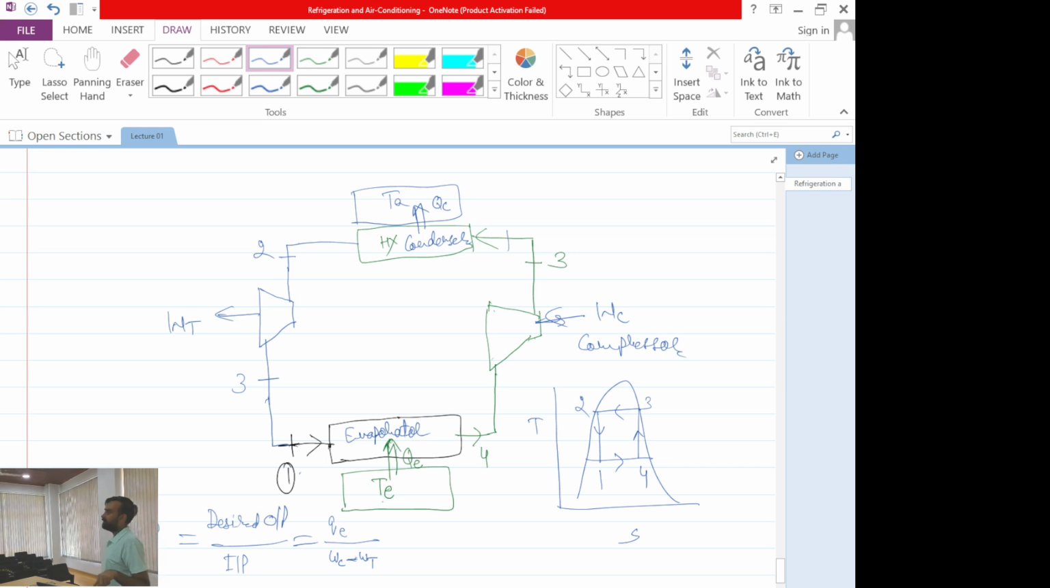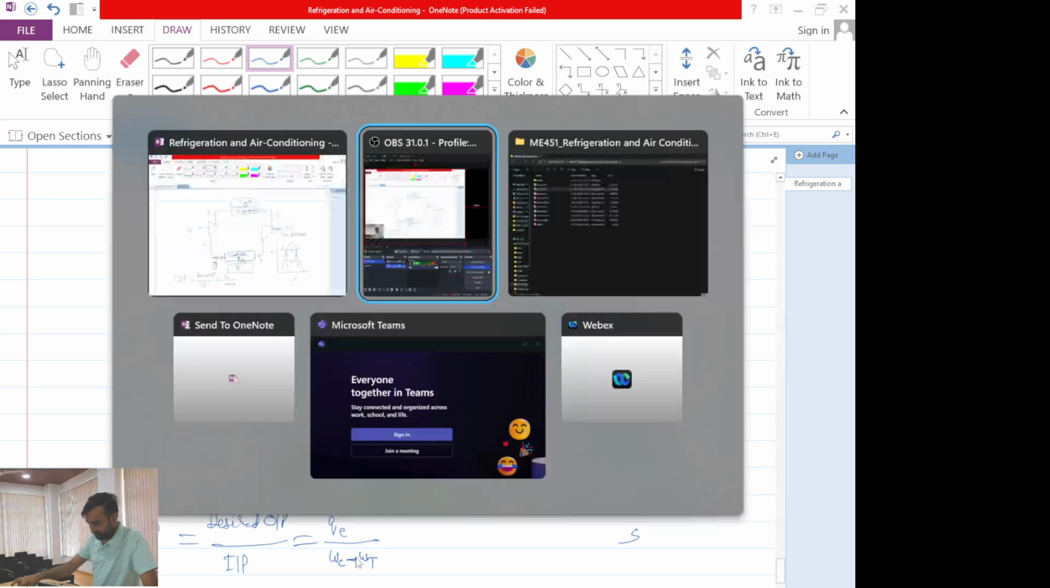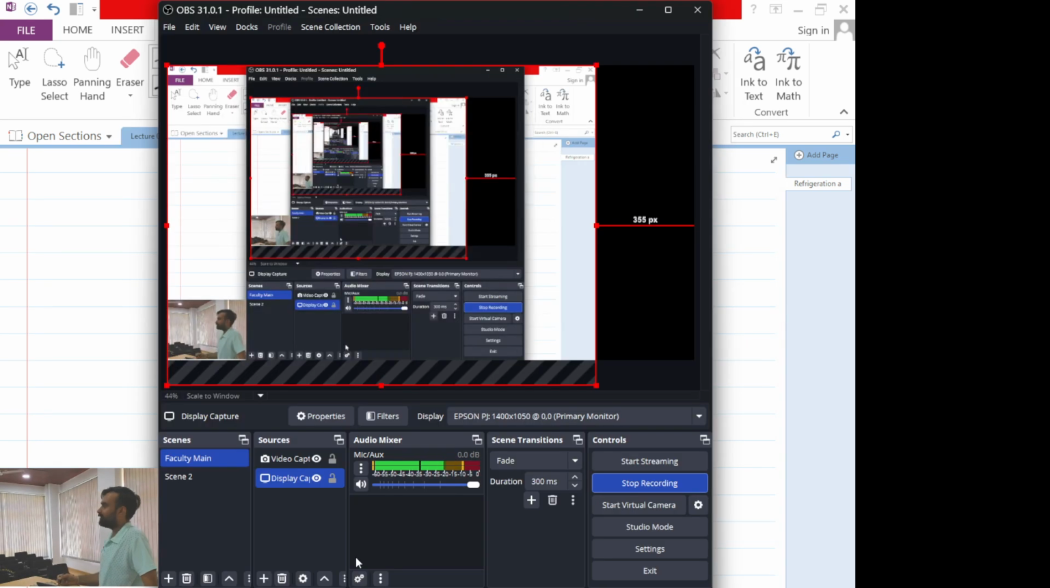Try to expand this the way I have explained for the case of a heat engine, and in the next class tell me what will be the final formula for the COP of a Carnot refrigerator, and also tell me the limitations, why it is not practically possible. Okay, and also please revisit your concepts of thermodynamics.